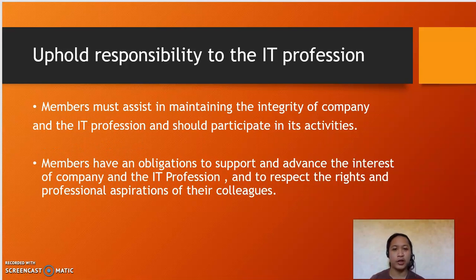Uphold responsibility to the IT profession. As the subtitle says, you should uphold responsibility. As an IT professional, members must assist in maintaining the integrity of a company and the IT profession and should practice in its activities. Members have an obligation to support and advance the interests of a company and the IT profession, and to respect the rights and professional aspirations of their colleagues.